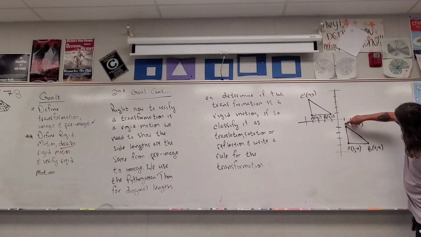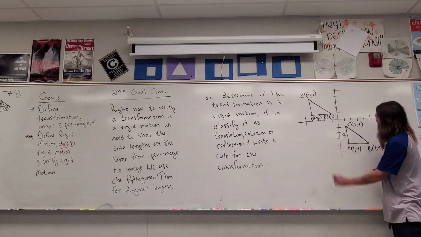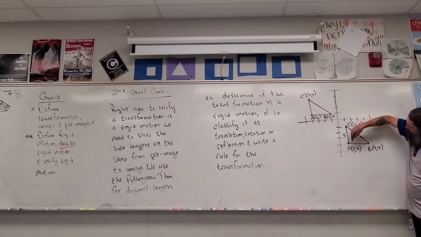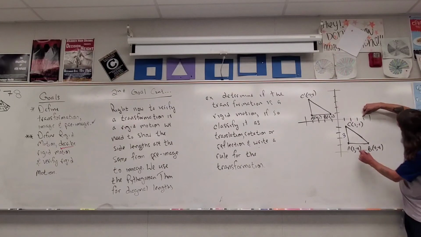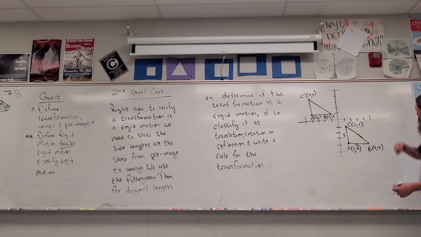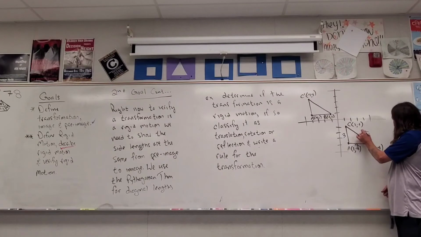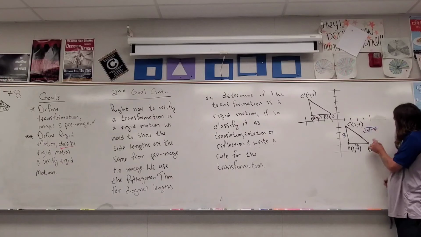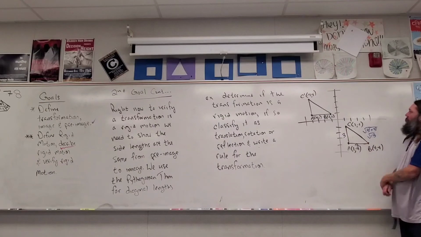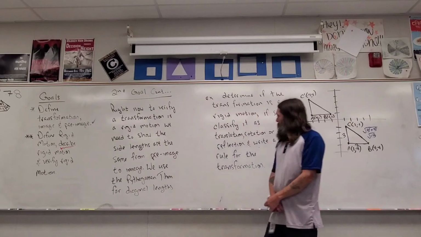So to go from A to C, since it's vertical, I go up 1, 2, 3, so this length is 3. To go from A to B, I go horizontally 1, 2, 3, so this is also 3. And I know that this diagonal length is going to be equal to the square root of 3 squared plus 3 squared, or the square root of 18. So that's this diagonal length, right? Remember, I only need to use the Pythagorean theorem when I'm counting diagonal lengths.